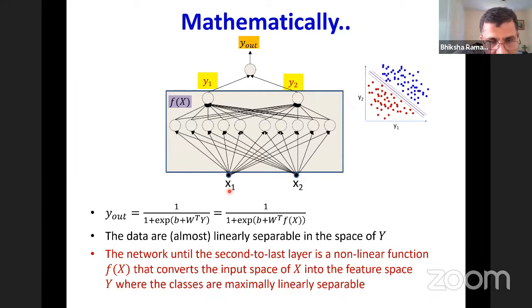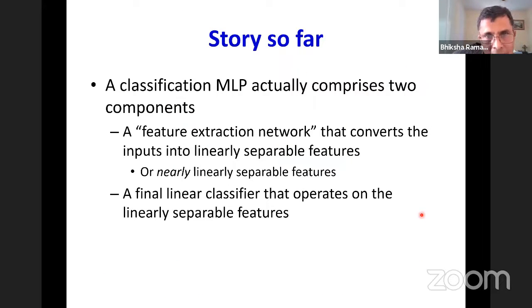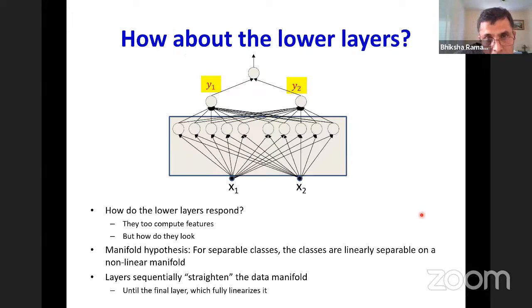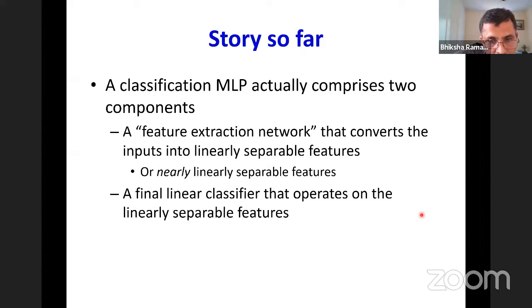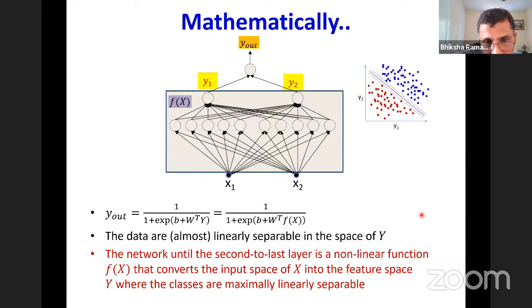the point of this is that this lower guy is basically learning to obtain linearly separable features from the input. The upper guy simply captures your standard logistic, so your standard sigmoid on those features. And so a classification MLP comprises two components: the feature extraction network that converts the input into linearly separable features, and the final classifier that operates on the separable features.